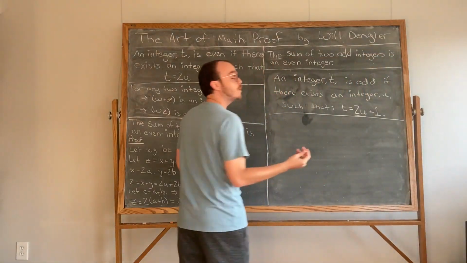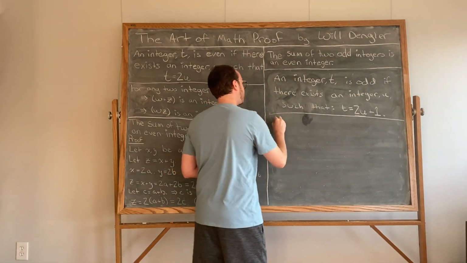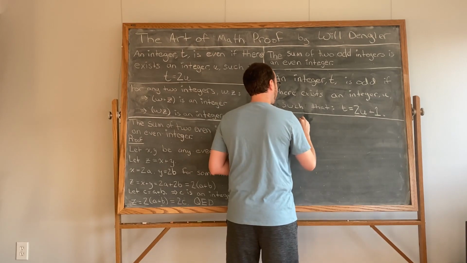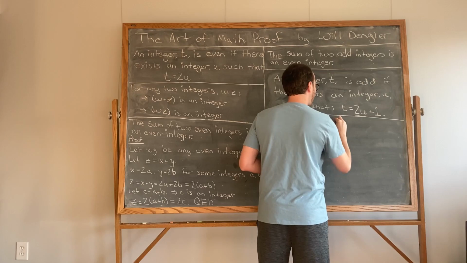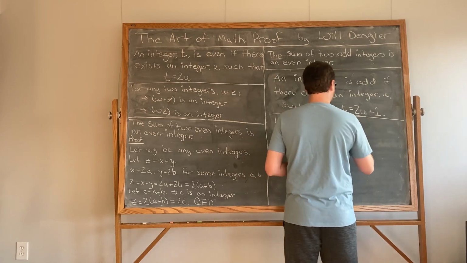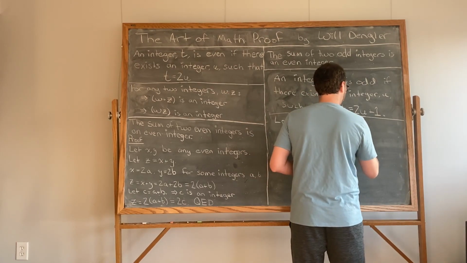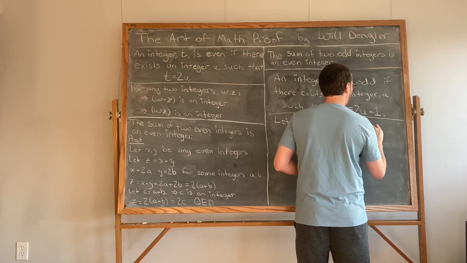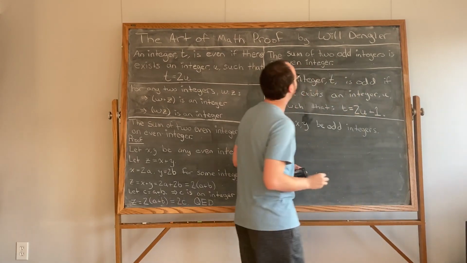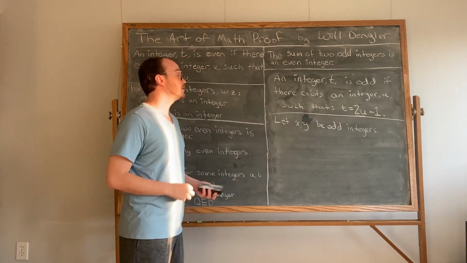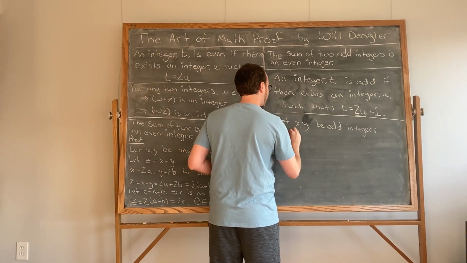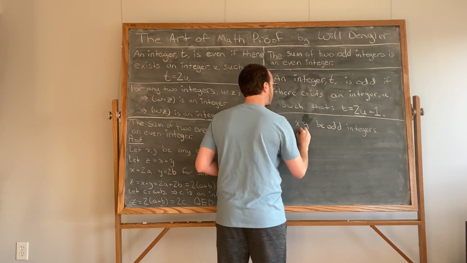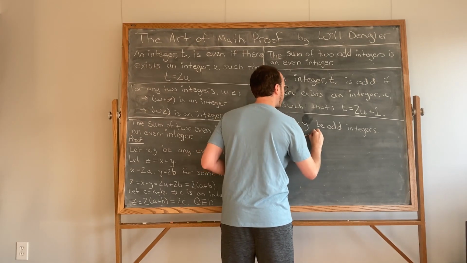So let's assume I have two odd integers. Let's call them x and y. What are x and y? I don't know. They're odd integers. And since we'll be talking about the sum of x and y, we might as well give it a name. Let's call it z. So we'll let z equal the sum of x and y, or we'll let z equal x plus y.